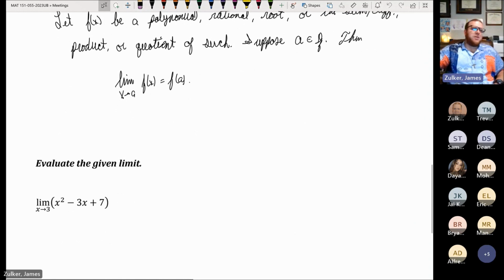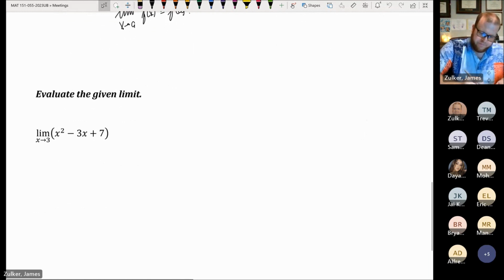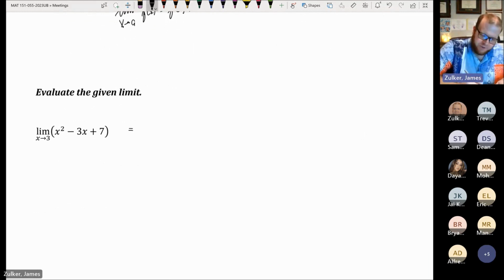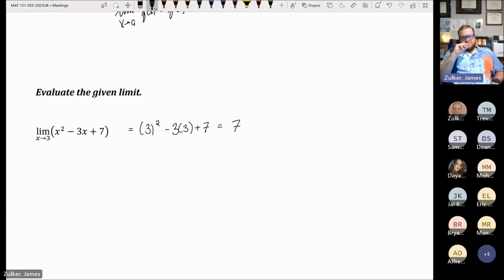Right, so what we're going to do is evaluate each of the given limits. So I'm going to do this two ways. First, I'm going to do direct substitution. Then I'm going to justify it. If we do direct substitution, we get 7, right?